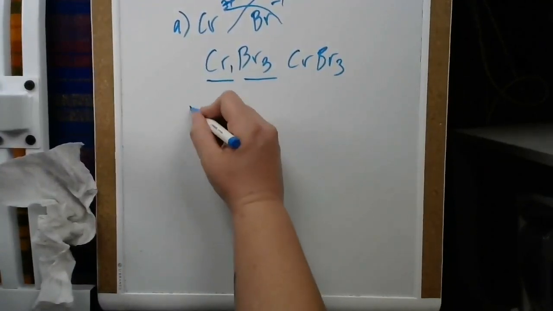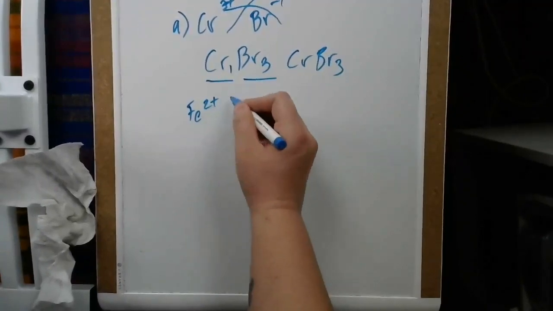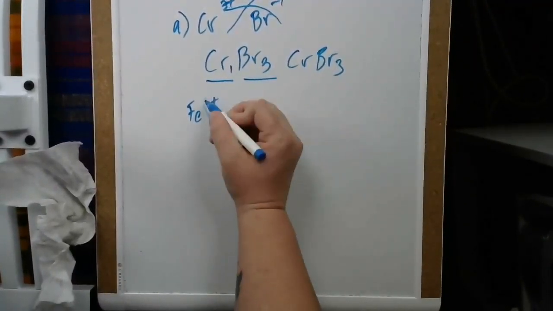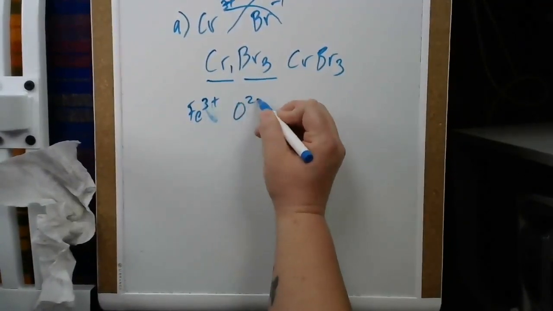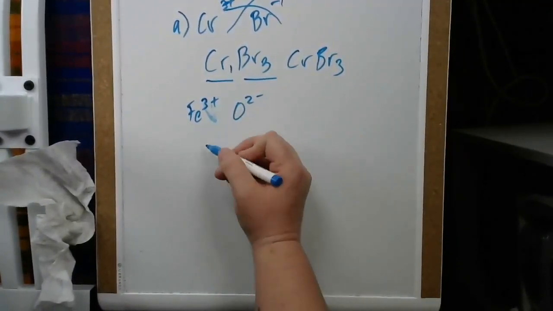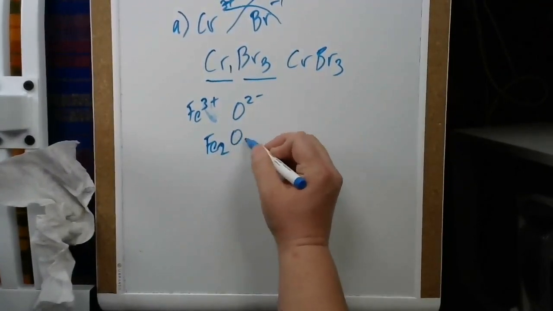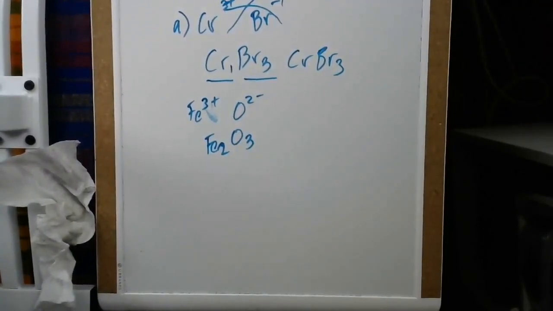Okay, if we have an Fe3+ and an O2-, that's going to give us an Fe2O3 compound. All right.